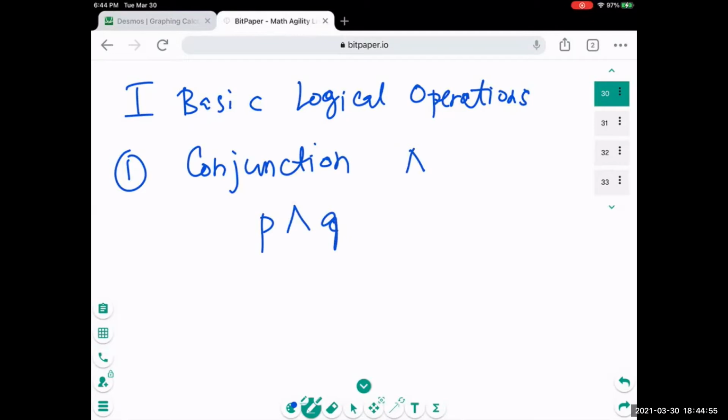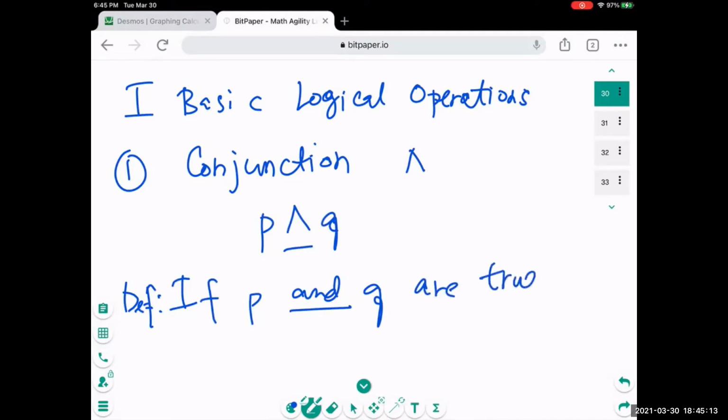And based sa definition, ang conjunction is if P and Q are true, then P conjunction Q is true, right?